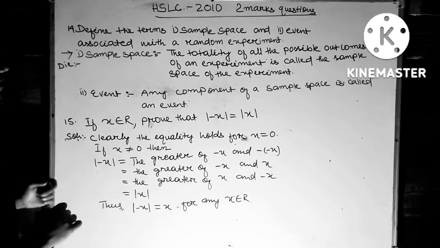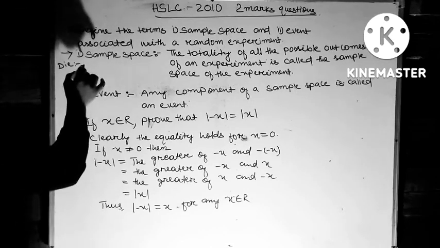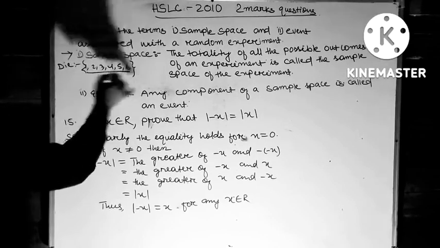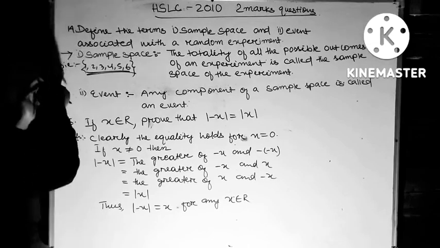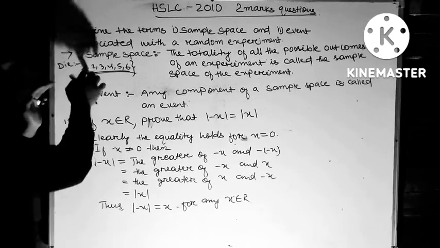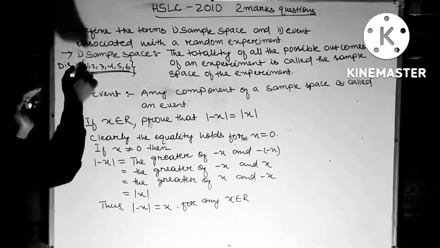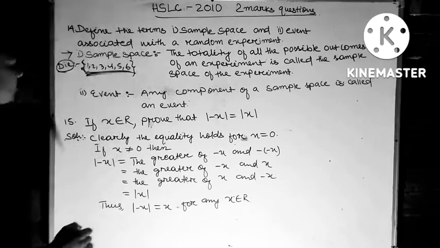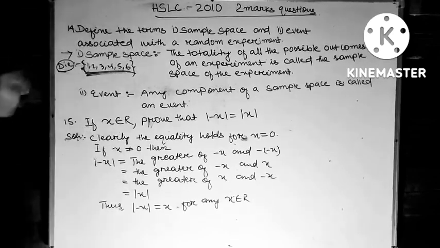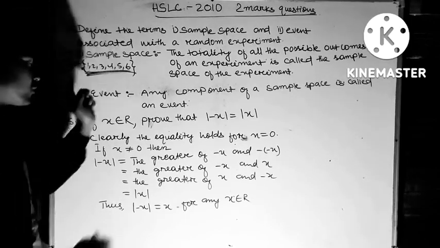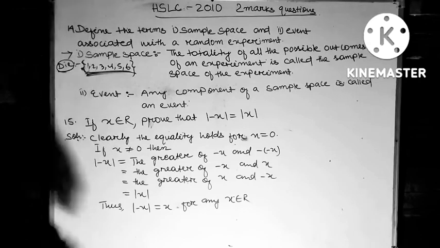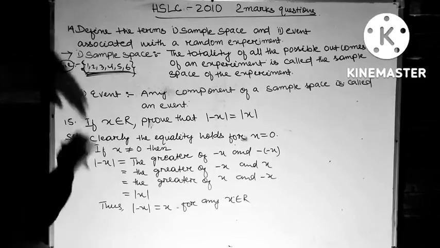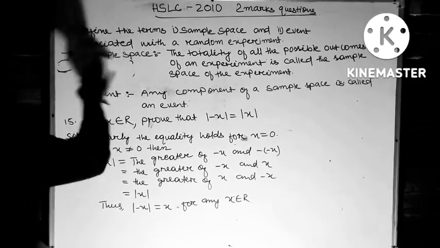So in one die there are how many numbers? 6, right? 1, 2, 3, 4, 5, 6. All these numbers are contained by one die. Not 1, not 2, not 3, not 4, not 5, but if all these numbers are included, then we call that a what? Sample space. All right. This is only an example, but the definition we have to write like this.